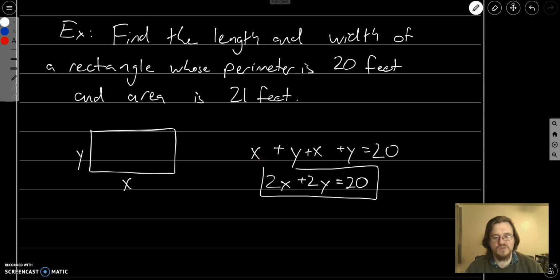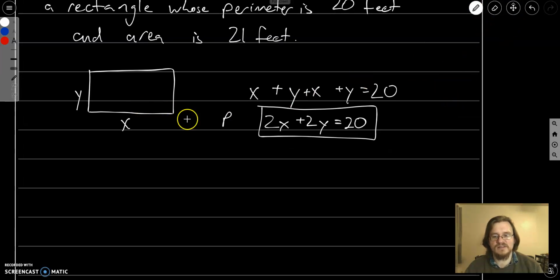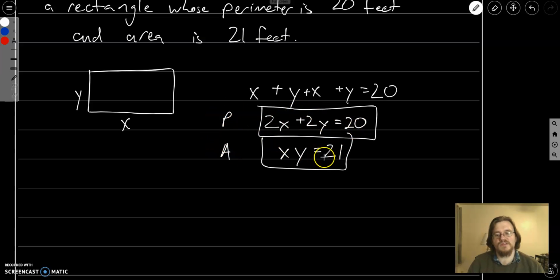So this is one equation. This is for the perimeter. And we know that the area is just going to be x times y, and that is equal to 21. So we have our two equations, the equation for the perimeter and the equation for the area. Because we have x times y, this is nonlinear. Even though it's x to the first power and y to the first power, if we have an x times a y, this is not going to be linear anymore.